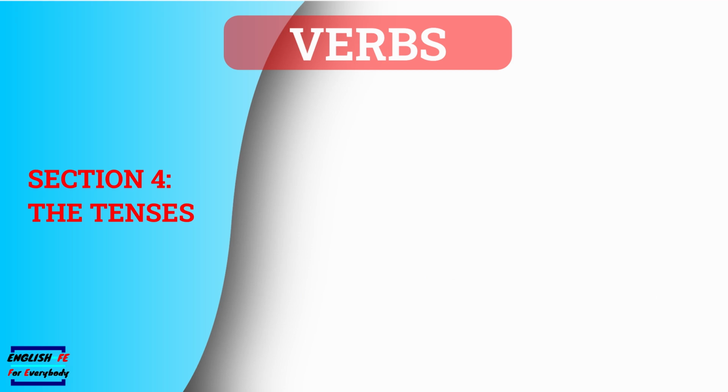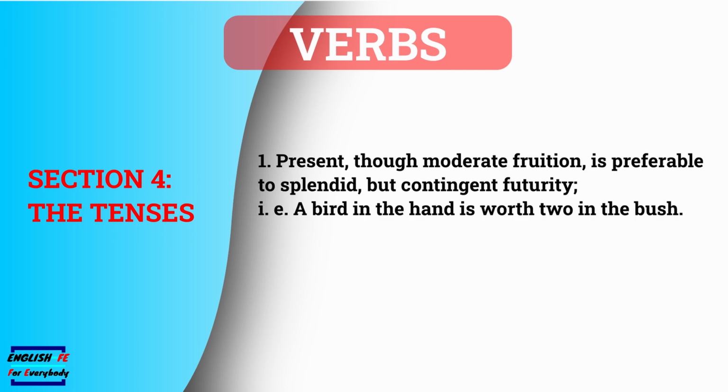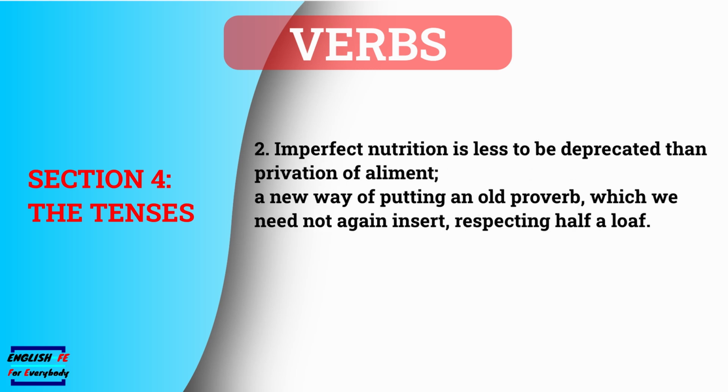The consideration of the tenses suggests various moral reflections to the thinking mind. A couple of examples will perhaps suffice. 1. Present, though moderate fruition, is preferable to splendid but contingent futurity, i.e., a bird in the hand is worth 2 in the bush. 2. Imperfect nutrition is less to be deprecated than privation of aliment. A new way of putting an old proverb, which we need not again insert, respecting half a loaf.